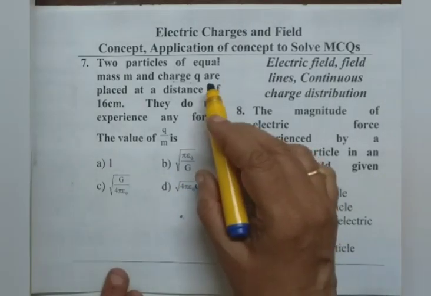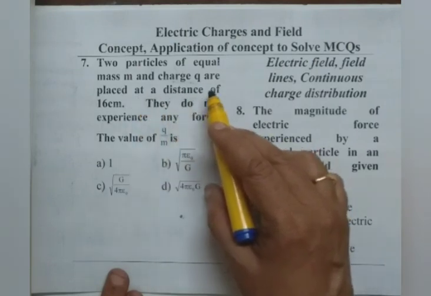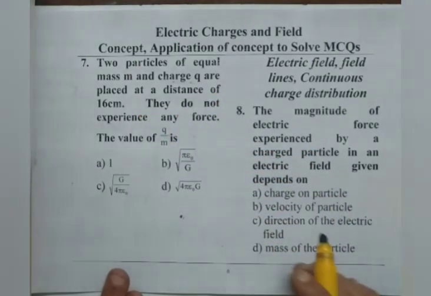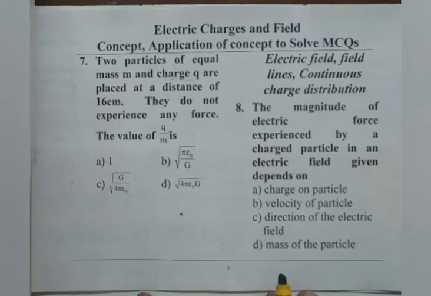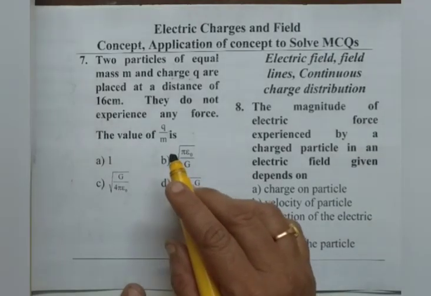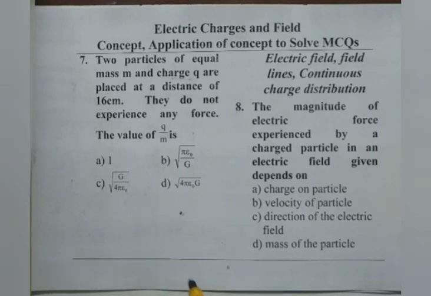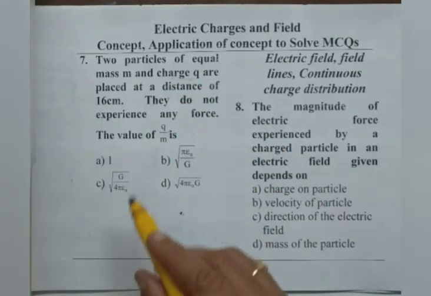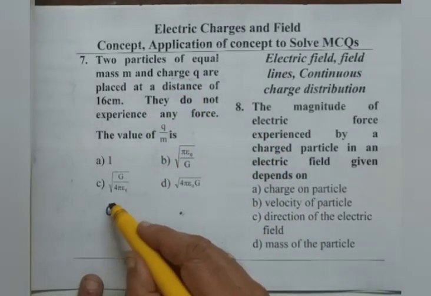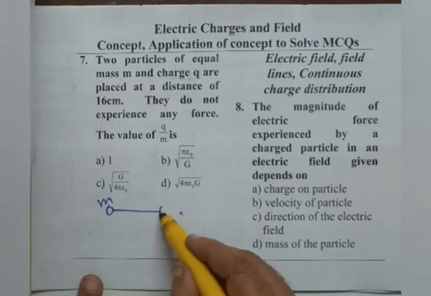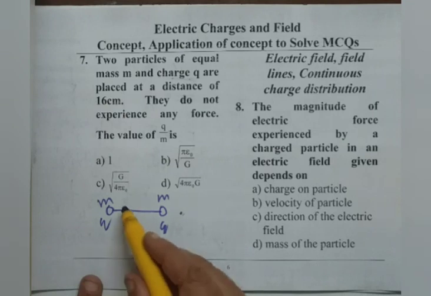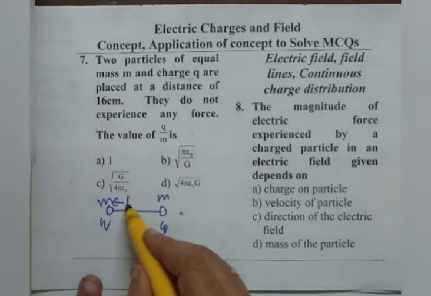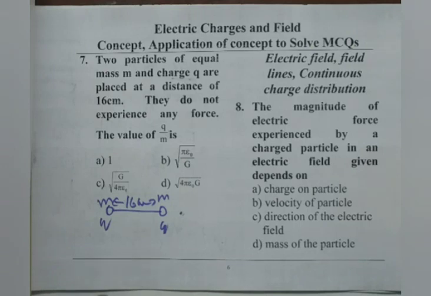Two particles of equal mass m and charge q are placed at a distance of 16 centimeter. They do not experience any force. The value of q by m is, say here, two particles of equal mass, say I take m and m here. They have the same charge also, and they are separated by 16 centimeter, they do not experience any force.